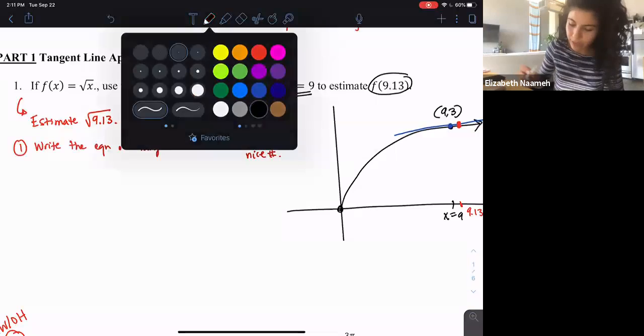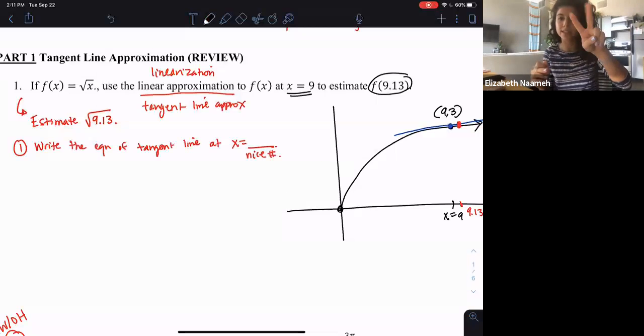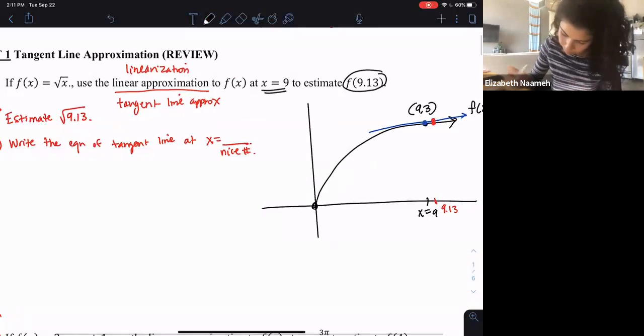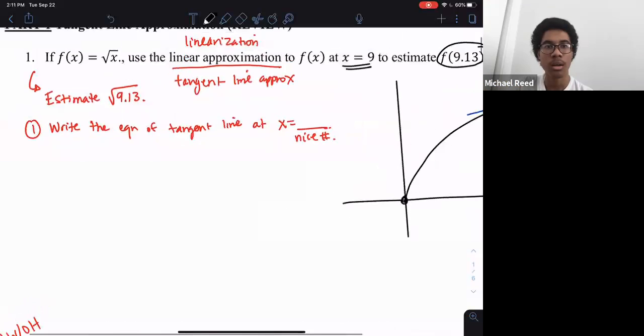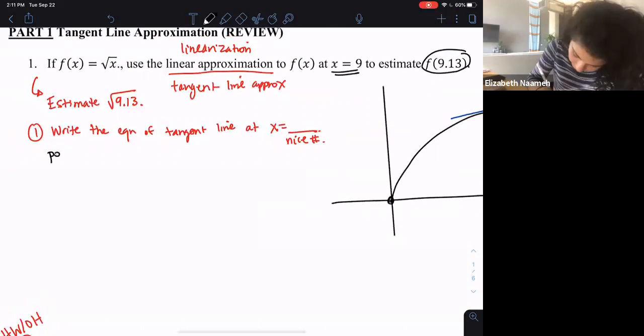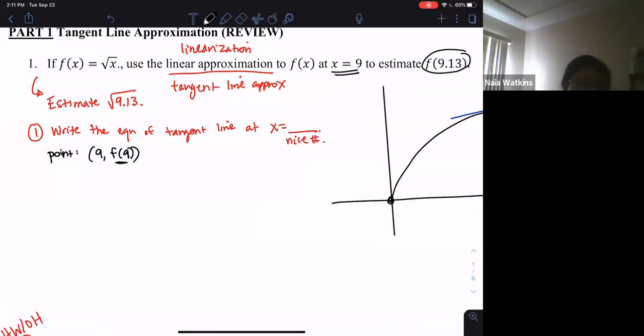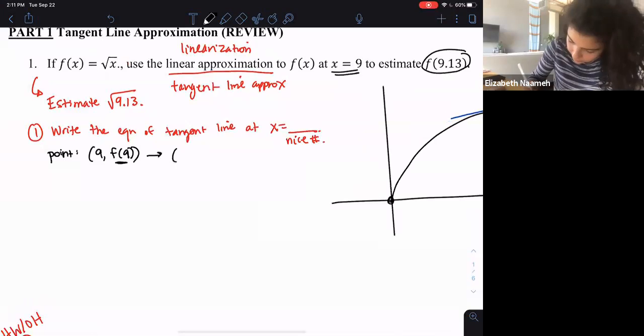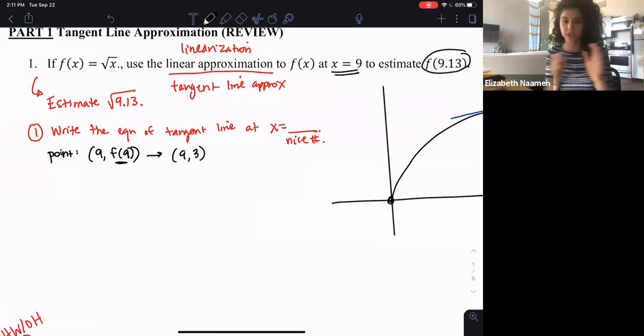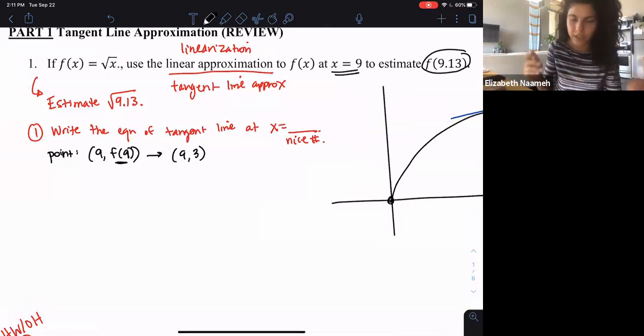So we know to write the equation of a tangent line, what two things do we always need if I want to write the equation of a line? A point and a slope. So let's first find the point, which is going to be 9 comma f of 9. Plugging in 9 into the square root, it's obviously 9 comma 3. Okay, that's our point. Straightforward. Just plug it in. Square root of 9 is 3.